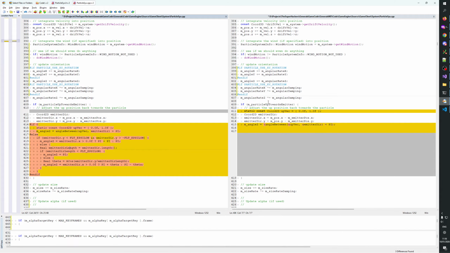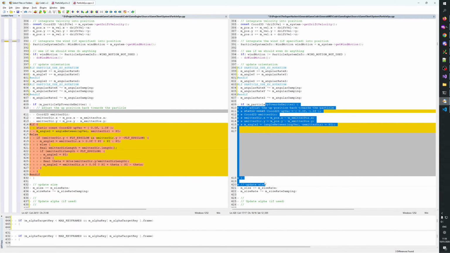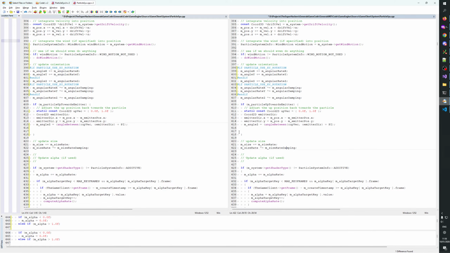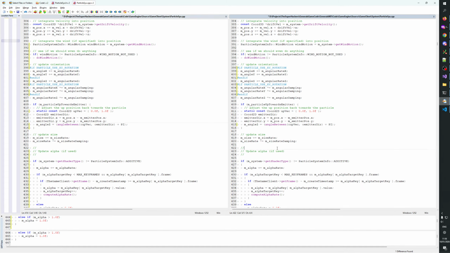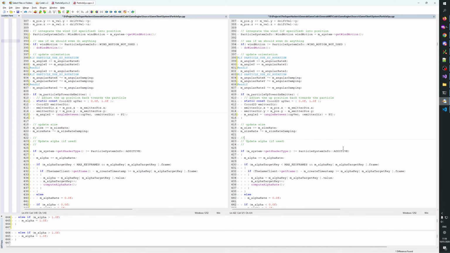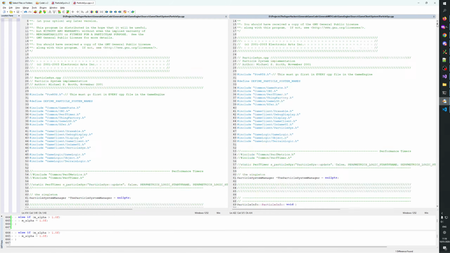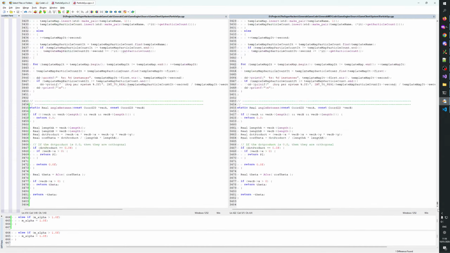Okay, let's just assume that particle up towards emitter. Yeah, I mean, if it works in Zero Hour, then I guess we're good to go. Yeah, let's just take Zero Hour. That's probably fine. Jesus, what's going on here with the spacing? Let's fix that. Good. Then we have merged the particle stuff.